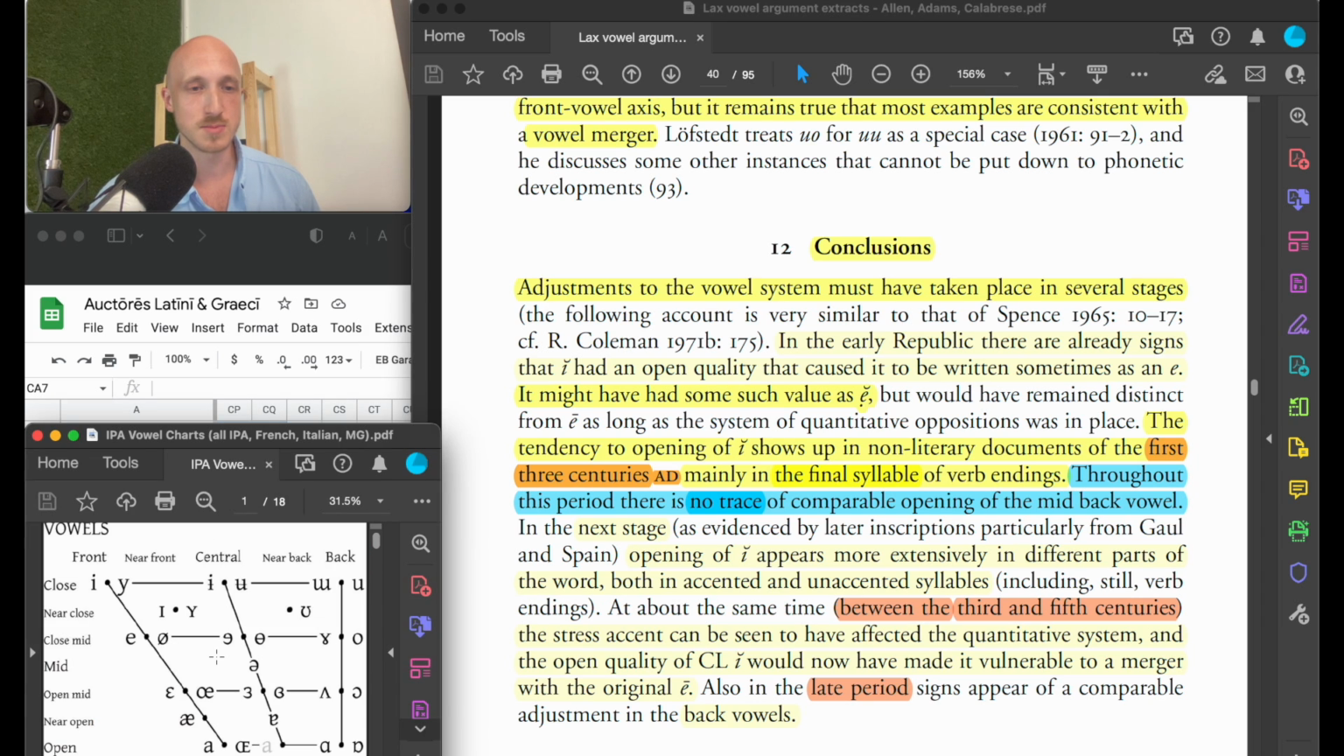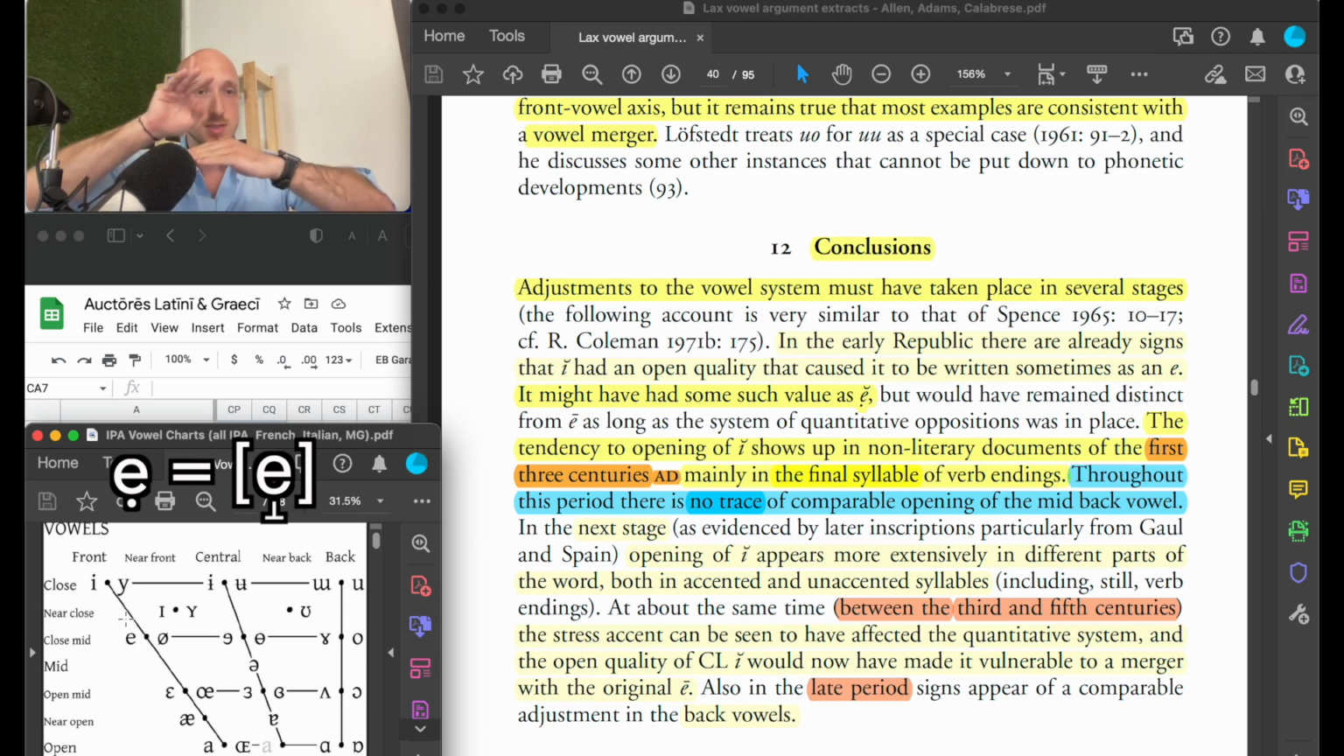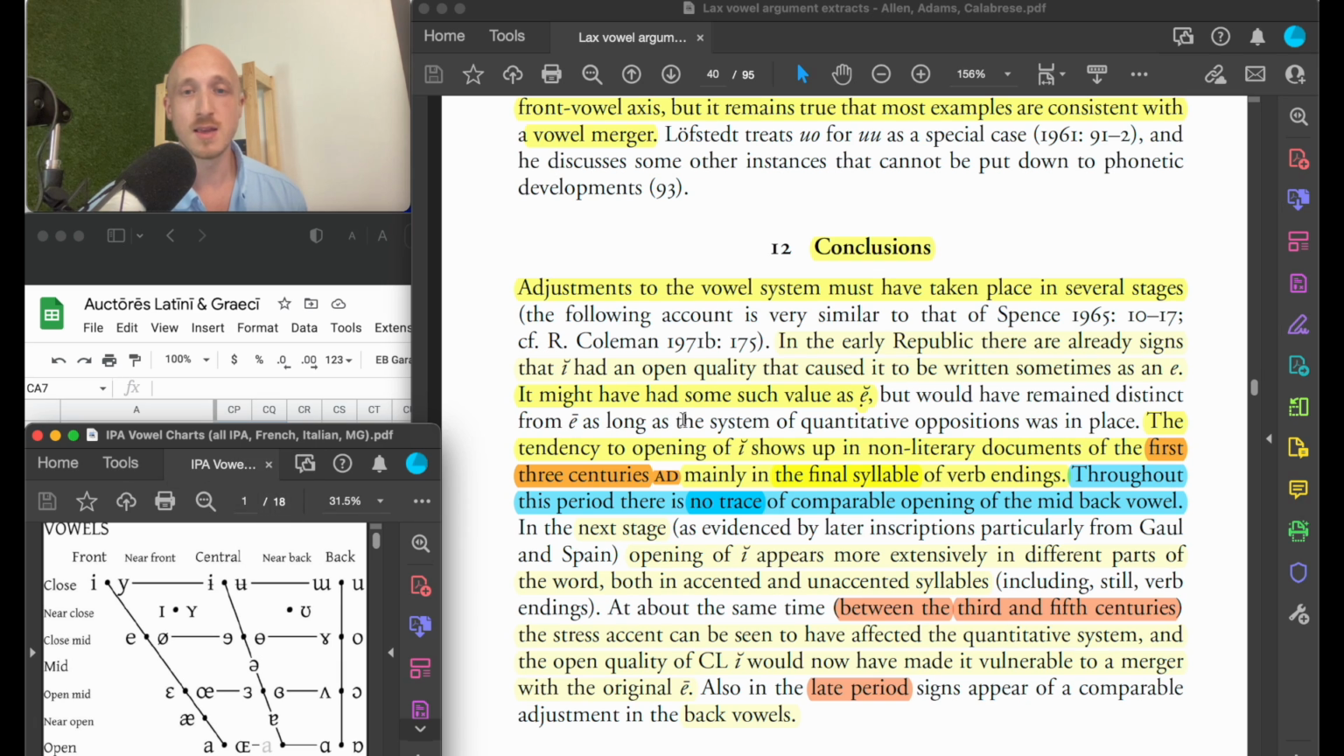Now, what he actually means in IPA, I mean, this is fine for him, but we like IPA. He means either A or maybe even with the arrow symbol, which looks like an upside-down T, the elevate, so they get E. He definitely doesn't cite I, the way that Allen does, and the way it's printed in how many millions of textbooks around the world, but would have remained distinct from E as long as the system of quantitative oppositions was in place.